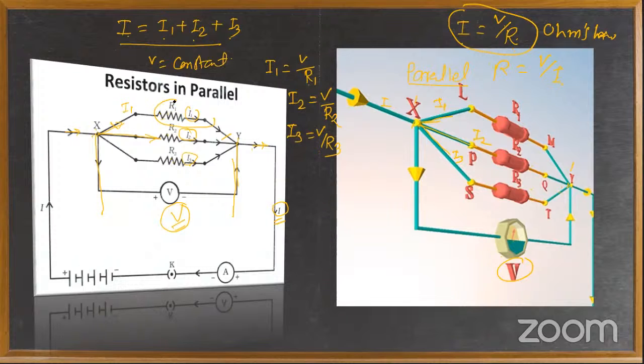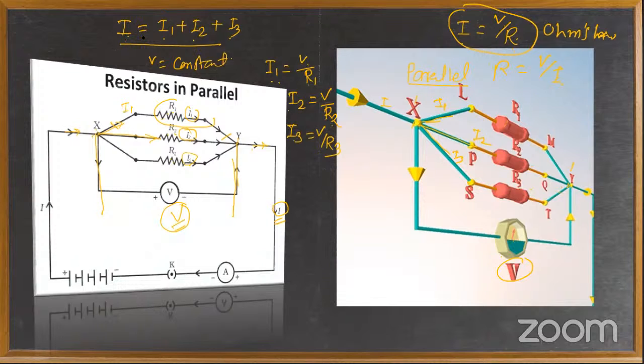Now the current flowing through this resistance R1 is I1. I1 is equal to V upon R1. R1 is the resistance of the first resistor, R2 is the resistance of the second resistor, and R3 is the resistance of the third resistor. Then I1 is equal to V upon R1, I2 is equal to V upon R2, and I3 is equal to V upon R3.